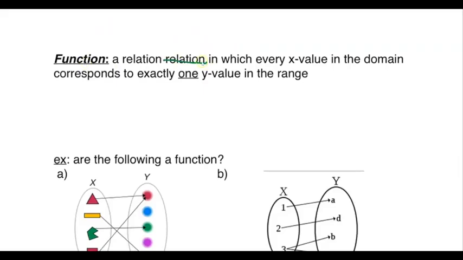A function is a relation in which every x value in the domain corresponds to exactly one value in the range. Essentially, that means all the x values are different. All x values are unique. If you have a relation and want to know if it's a function, all you have to do is check all the x values. If they're all different, it's a function. I don't care at all about the y's right now.